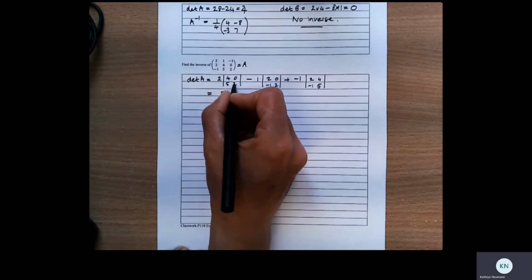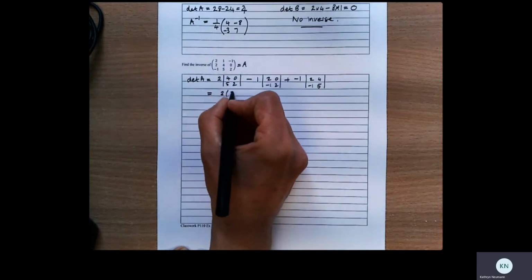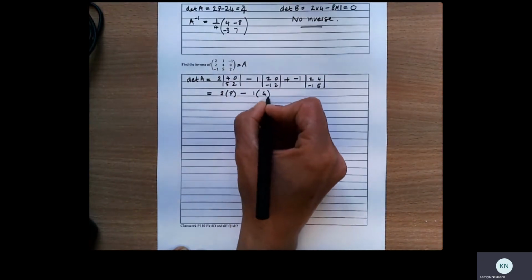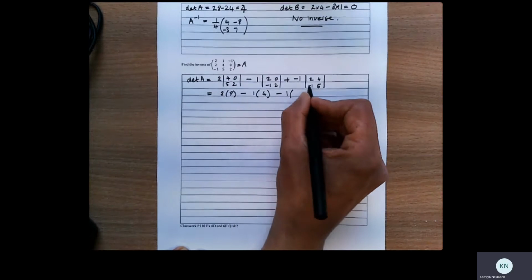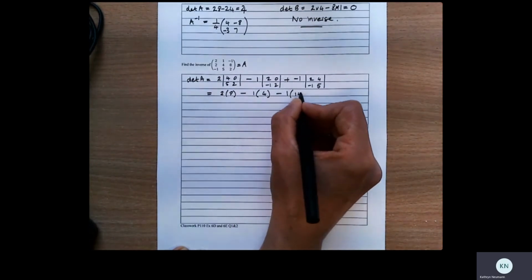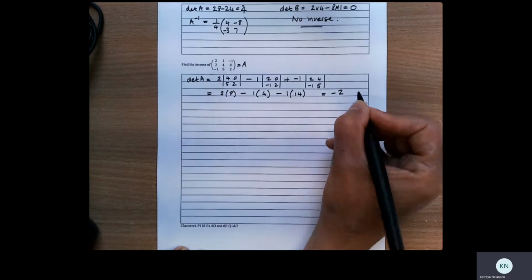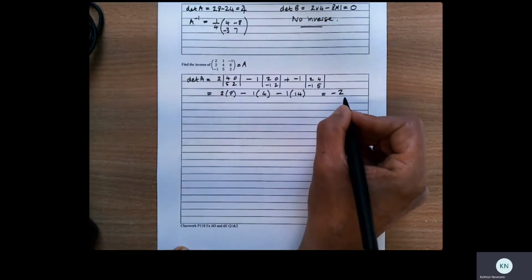So that's going to be 2 multiplied by 8. Take away 1 multiplied by 4 minus 1 multiplied by 14. And when you work that out, you get minus 2. So the determinant is not equal to 0, so we are going to be able to find the inverse.